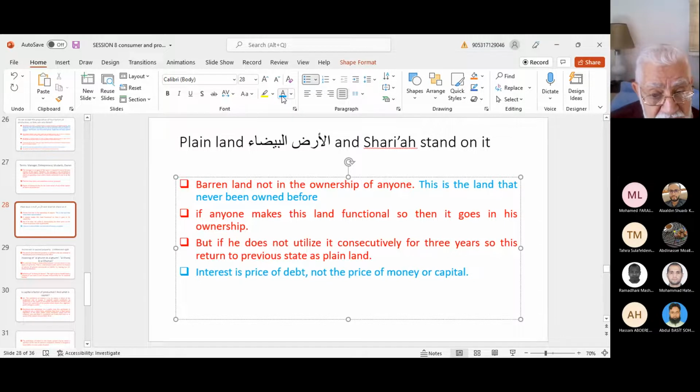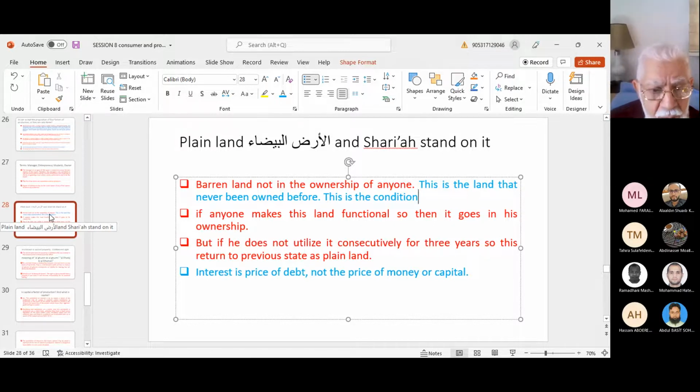This is the fiqhi position. If it has been owned before, then it is not أرض بيضاء. It is not plain land. Plain land is a land that has never been owned in the past. So if we go into areas around villages, these are expected definitely to have been owned in the past. They are not أرض بيضاء. If nobody now has a claim on them, then they belong to the state, on behalf of the society, of course.